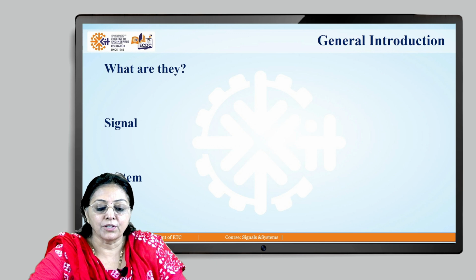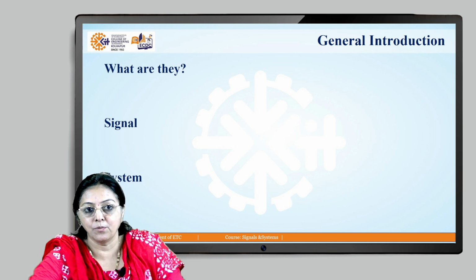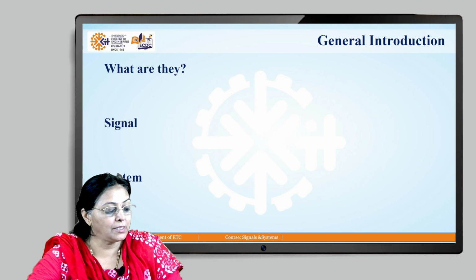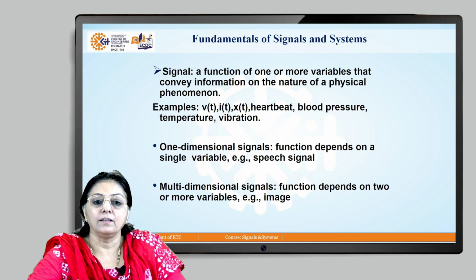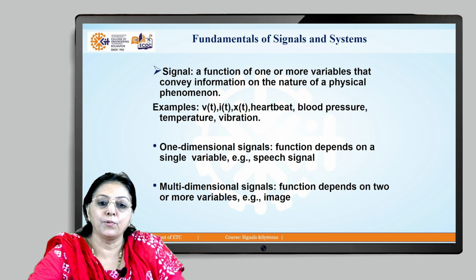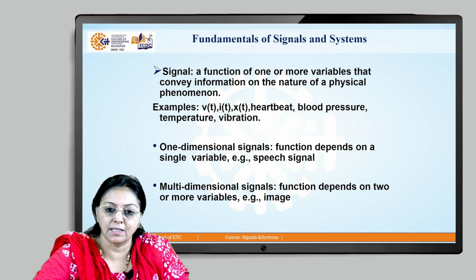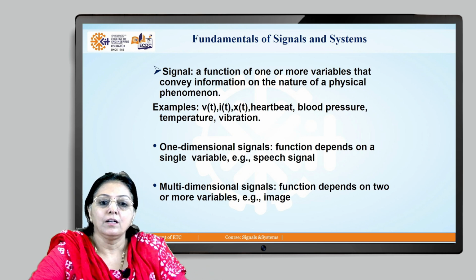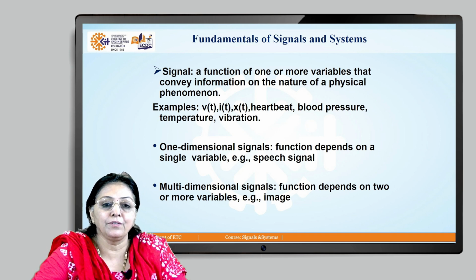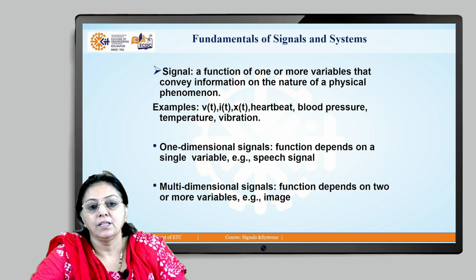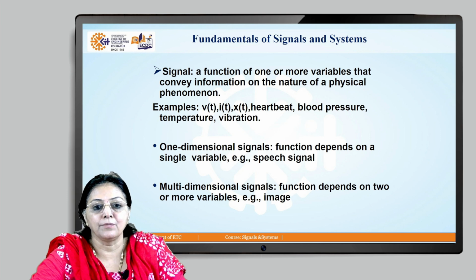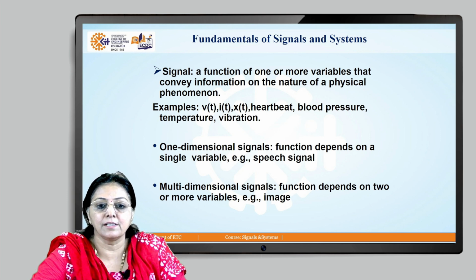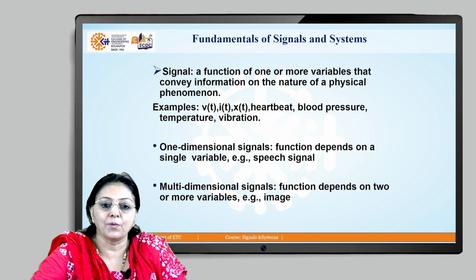Now the general introduction: what is a signal and what is a system. We are going to get an overview of this. A signal is a function of one or more variables, and those variables convey information on the nature of a physical phenomenon. So any information that we are going to plot, we use a signal. For example, different signals are mentioned here: v of t, i of t, x of t. The nomenclature changes, but it varies with respect to time t.